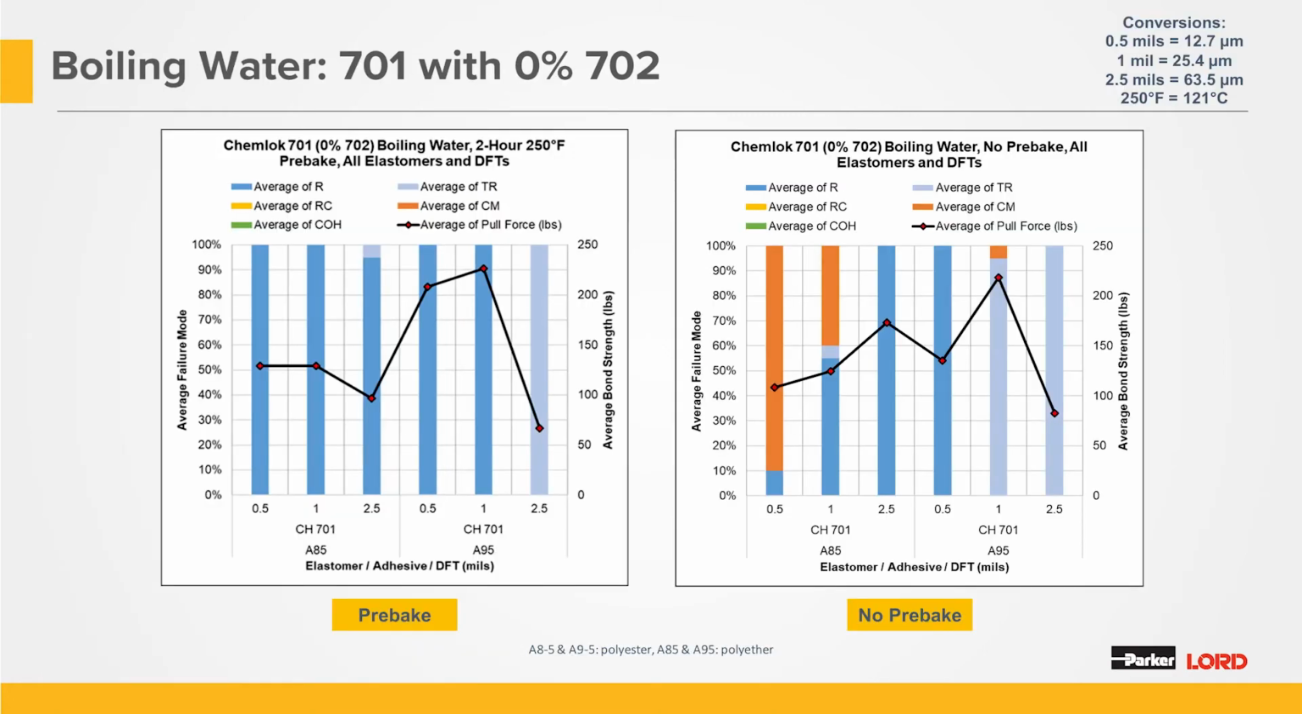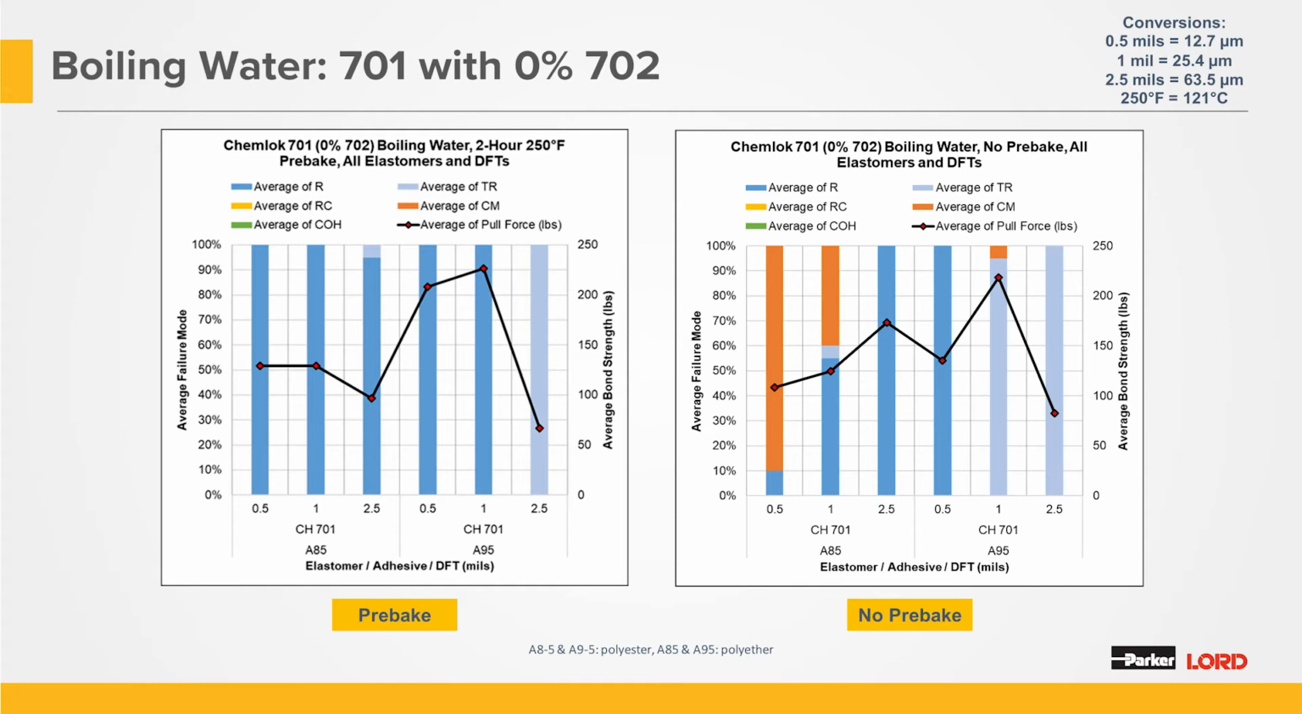This next series of graphs convey the differences in bond performance based on dry film thickness for both boiling water and hot tear environmental testing. We did 8 hours of unstressed exposure in boiling water, and our hot tear pull testing was run at 250 degrees Fahrenheit or 121 degrees Celsius. The left chart represents pre-bake, and the right represents no pre-bake.